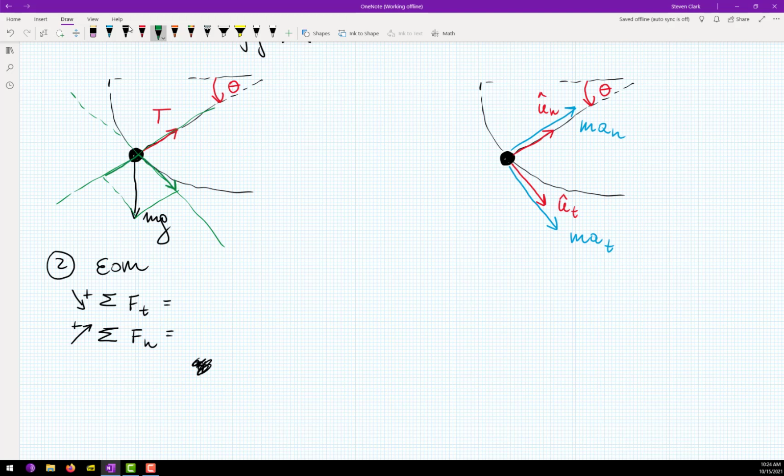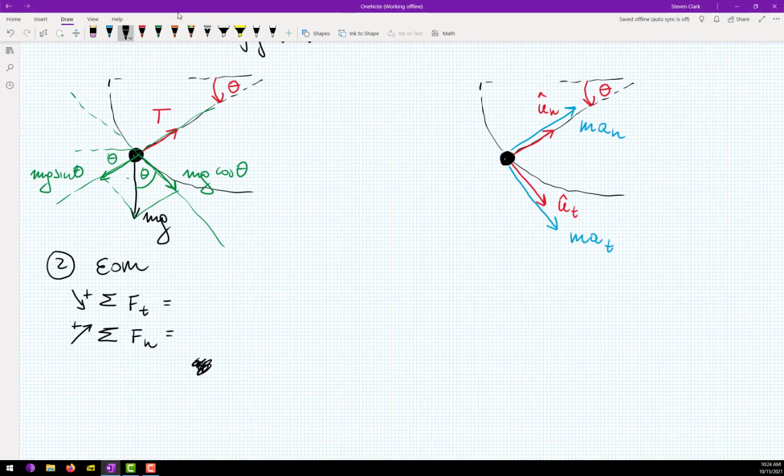So these are our projections. If theta is here, I believe theta will also be here, right? Because we have theta here. So that would be 90 minus theta. So theta will be here. So this one will be mg cosine theta, and this one will be mg sine theta.